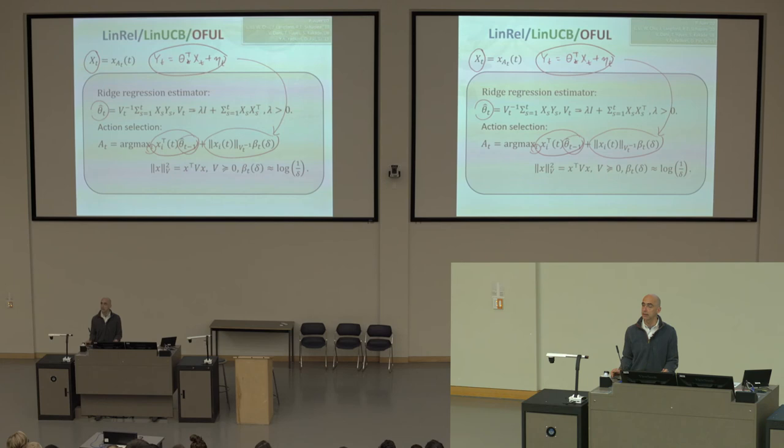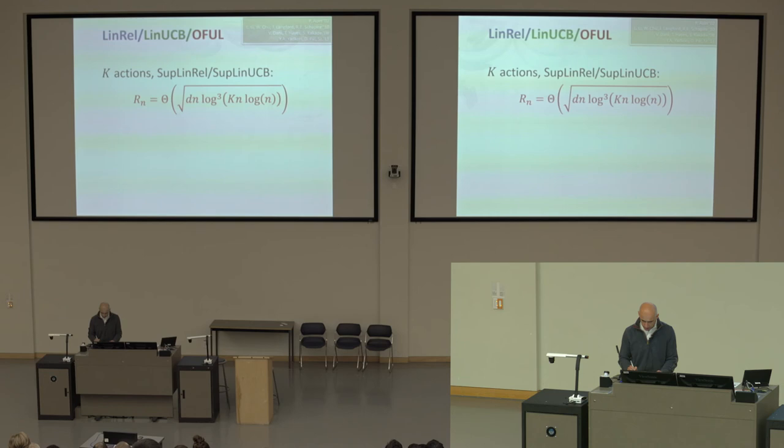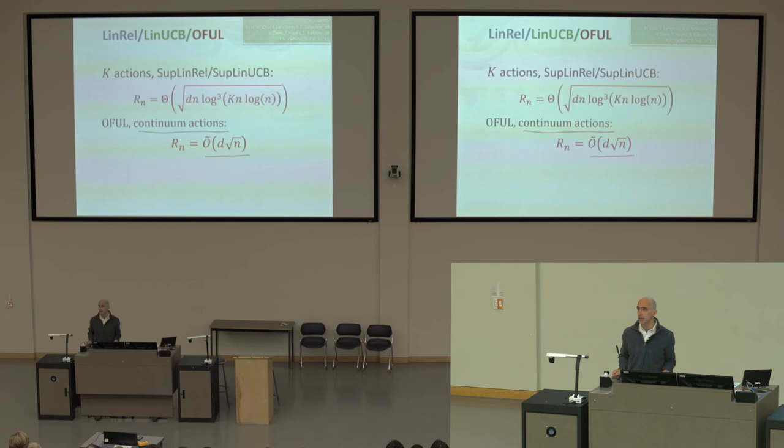It turns out that this is still a good strategy. This is a straightforward, textbook generalization of UCB to the linear case, and you can get good regret bounds. Even if you have continuum many actions, with this strategy you can get d square root n regret, which is independent of the number of arms. So if d is much smaller than square root of K, which we had before in the regret expression, then you're winning.